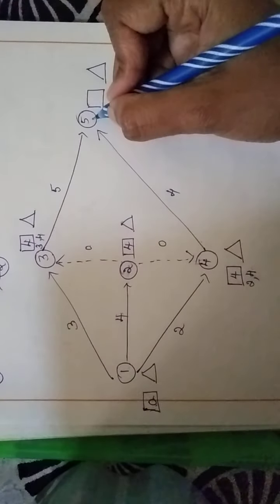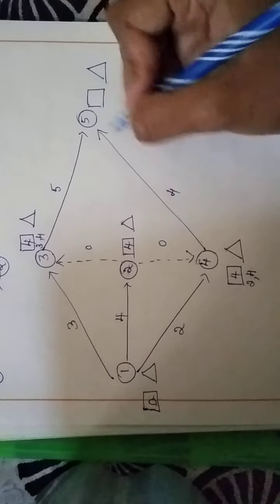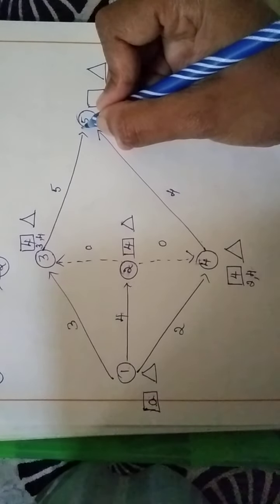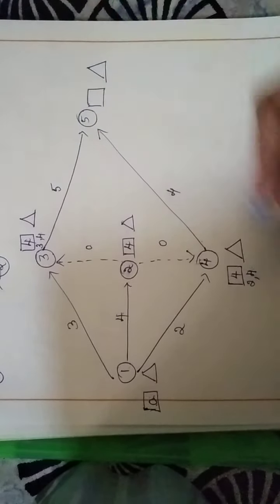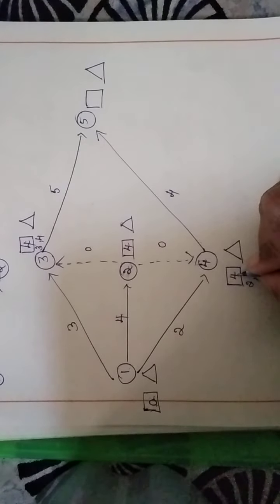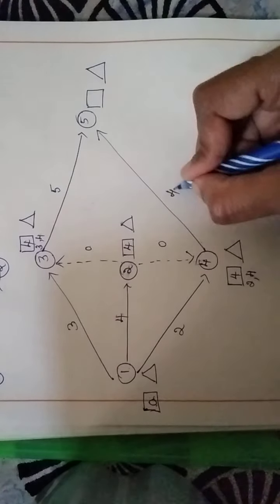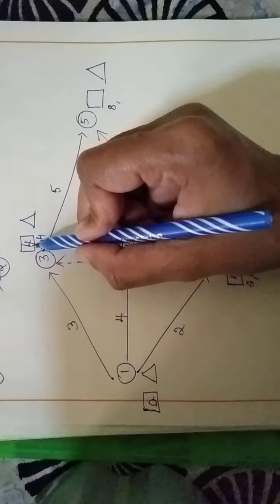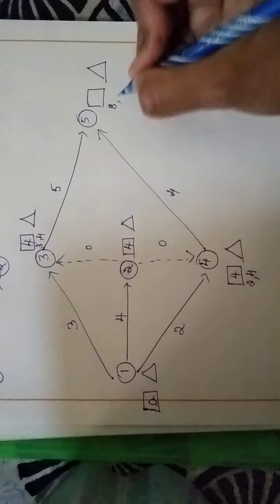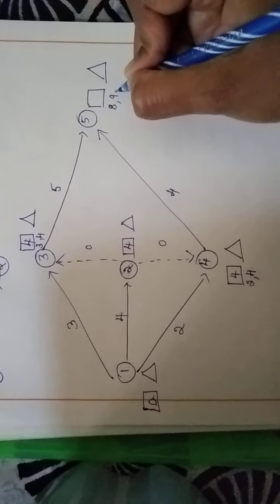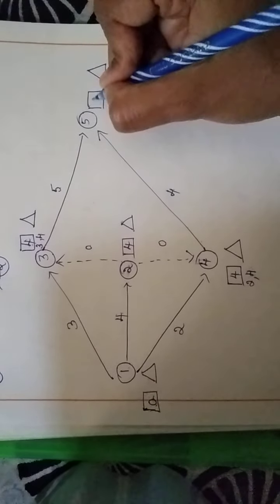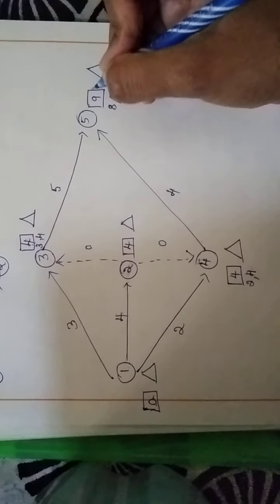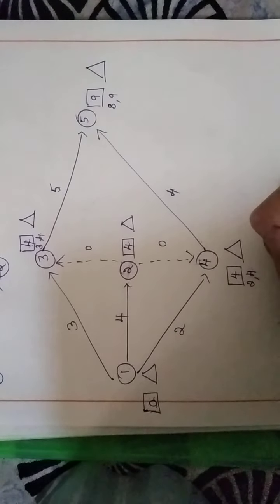Now coming down to this fifth activity here, if you observe, there are two arrows directed towards 5. So what I should do is find the value in this rectangular box plus the duration. 4 plus 4 is 8, and here again 4 plus 5 is 9. So the largest of these two values is 9, so I am writing 9 here. So this is how we calculate the earliest start time.